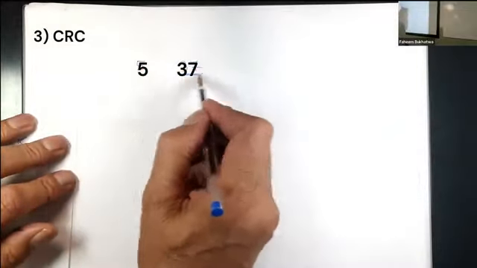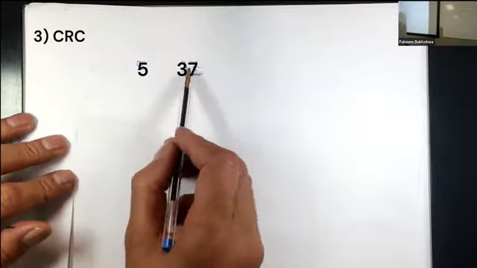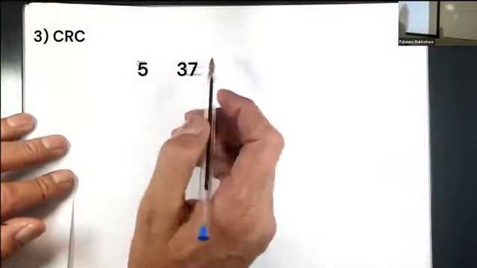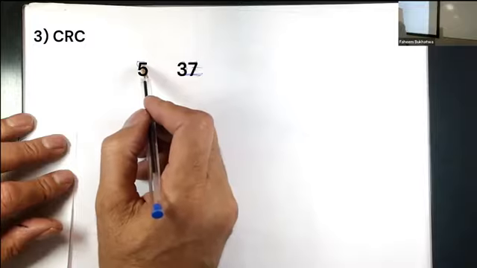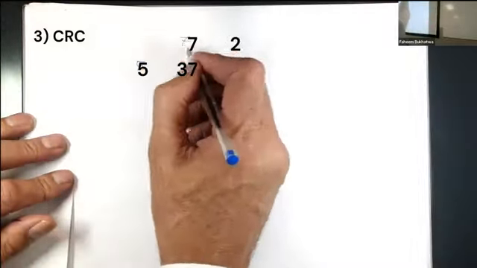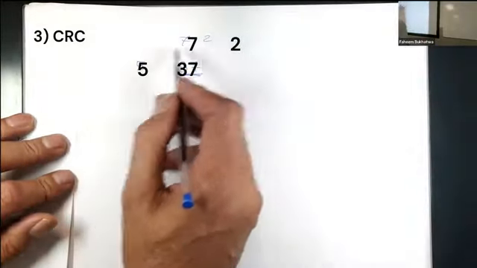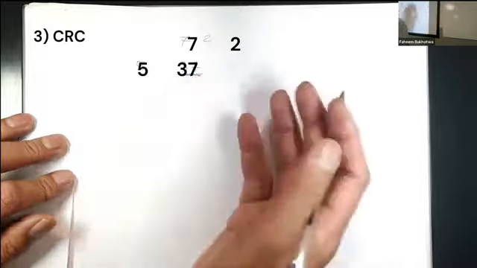So as a sender, you divide your data, which is in this case 37. This is just to give you the idea of how CRC works. This is not exactly how it works, but almost. So 37 divided by 5, anybody knows what the result is? The result is 7, and the remainder is 2. Right? So 7 times 5 is 35, there's 2 remainder.